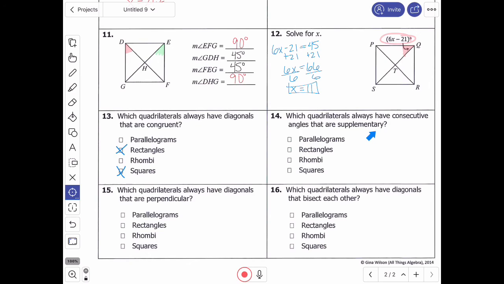In 14, which quadrilaterals always have consecutive angles that are supplementary? This is one of those properties that we learned right away in parallelograms, so this should be true for everyone. So that would be a quick tell-all. If it's true for parallelograms, then it should be true for all of these. For 15, which quadrilaterals always have diagonals that are perpendicular? This was only true for rhombi and squares.